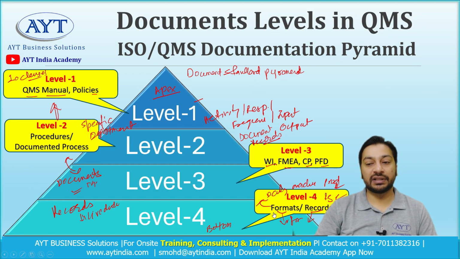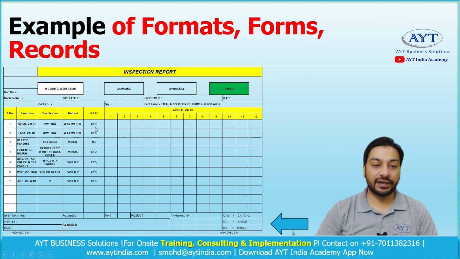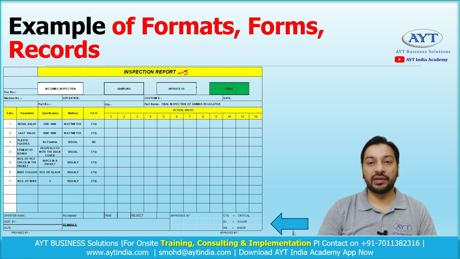Now level 4. For example, this is a report we have put here, whose inspection report is attached. We can use this format in incoming inspection too, in sampling, and in in-process inspection as well as in the final.